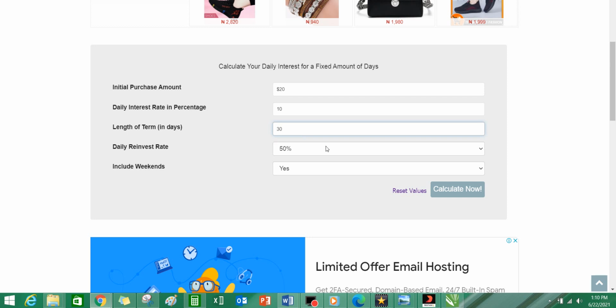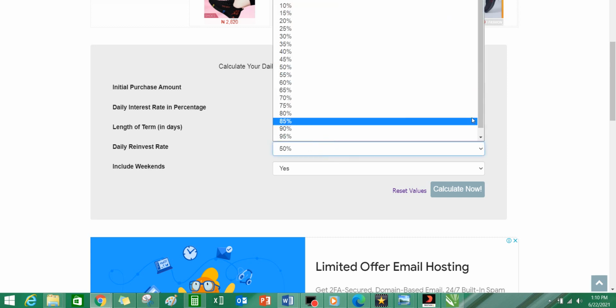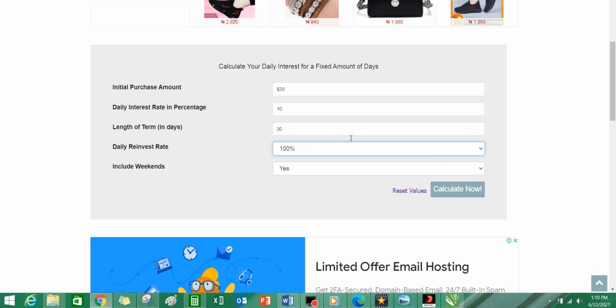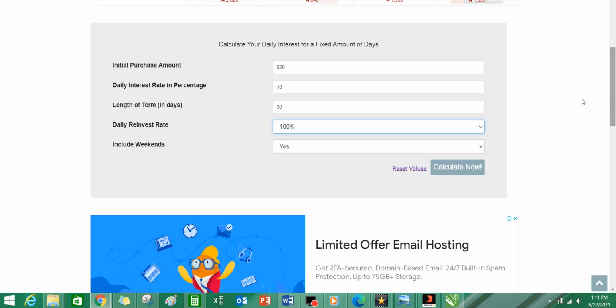Daily reinvest interest. We are putting back everything, so we make it 100% for the next 30 days. That is, both your capital and your profit will be turned into capital the following day. Then weekends. Yes, include weekends, because we trade even on Saturdays and Sundays. Then make sure you fill out this form. The next thing you need to do is to click on calculate now.